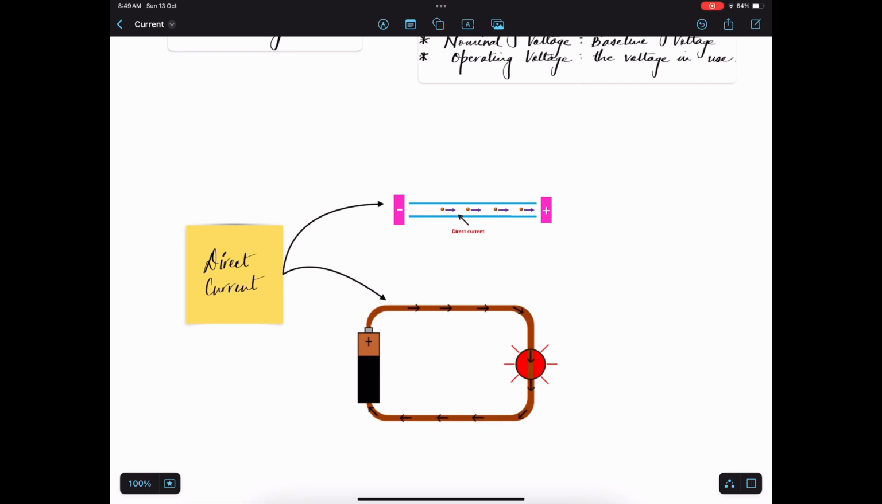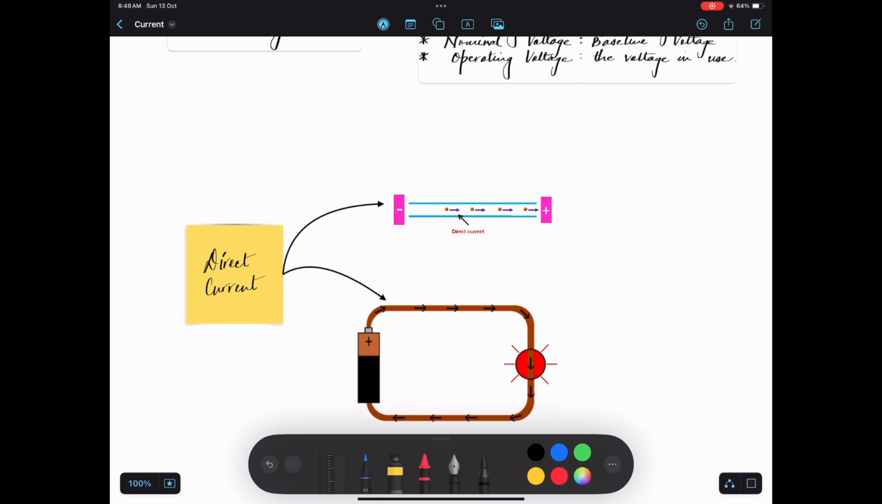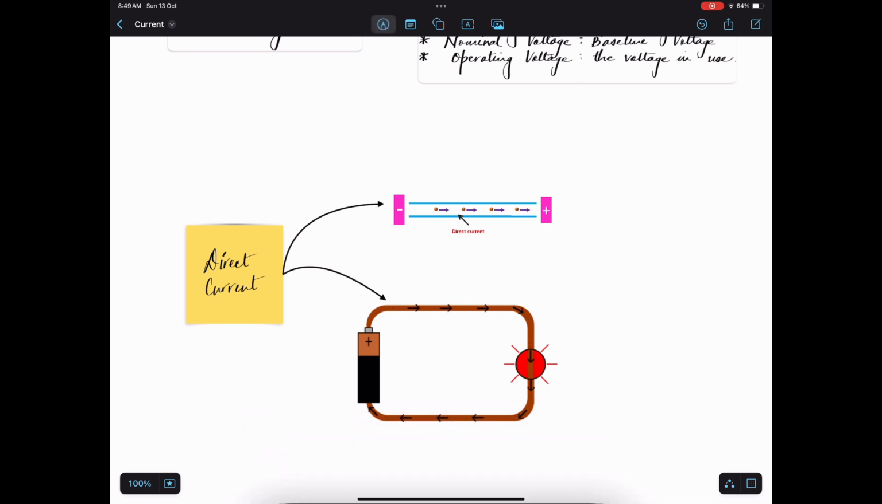And this is how it looks. So the direct current, you can see it flows from the negative to the positive. In the second diagram, which I'm showing here with the battery, this is actually showing the direction of current. So the direction of current is opposite to the direction of electrons. I mean, the electrons move from negative to positive, and the current flows from positive to negative.